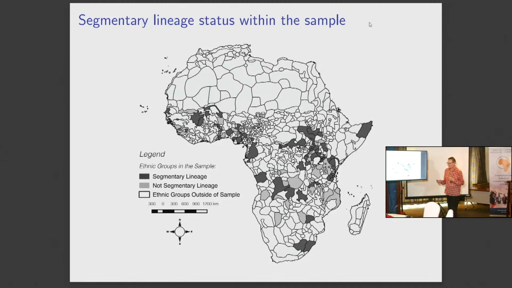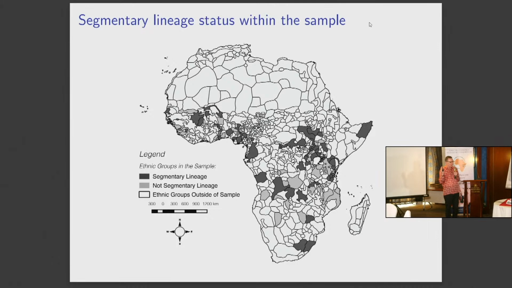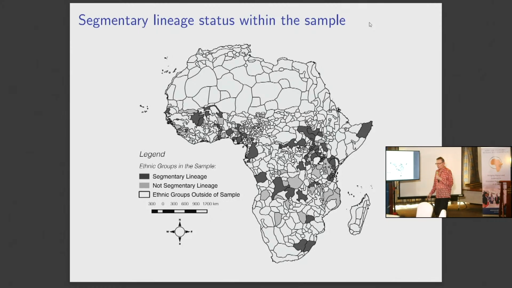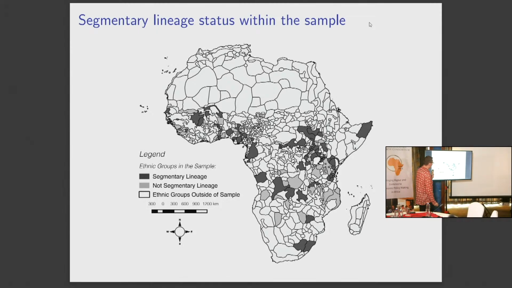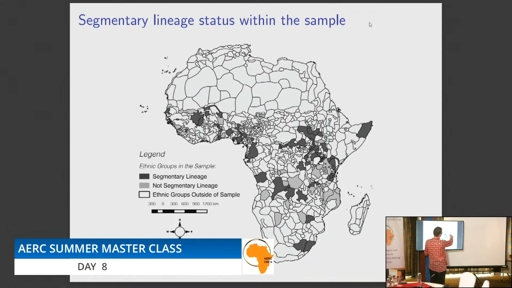So, okay, and here's what we ended up with. You can see there's a lot of blank spaces. That just means there's not enough information to code. Either there's no ethnographic information about these societies, or there's not enough information to code it one way or the other. All the ones that are shaded we were able to code one way or the other, either segmentary lineage or non-segmentary lineage. I don't quite understand why Somalia should be shaded bigger than that. If you see it, I don't know why, that's a kind of typo.